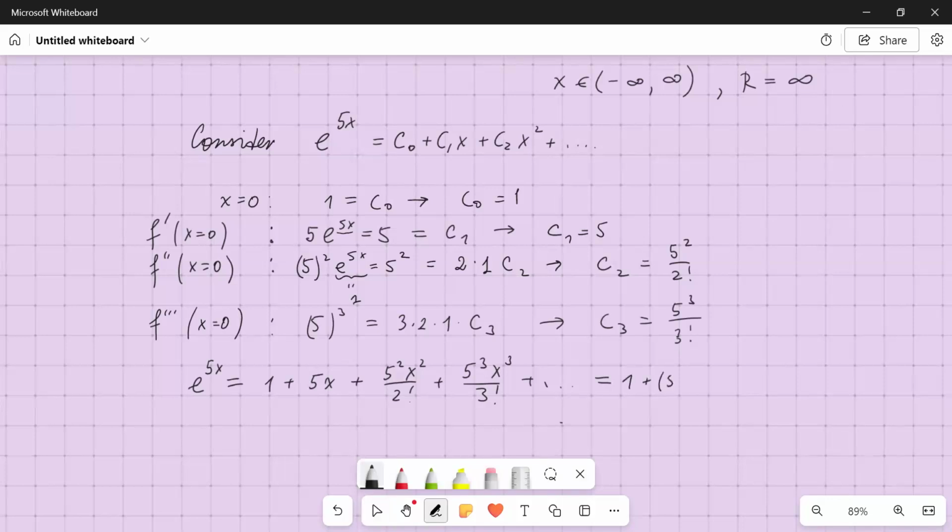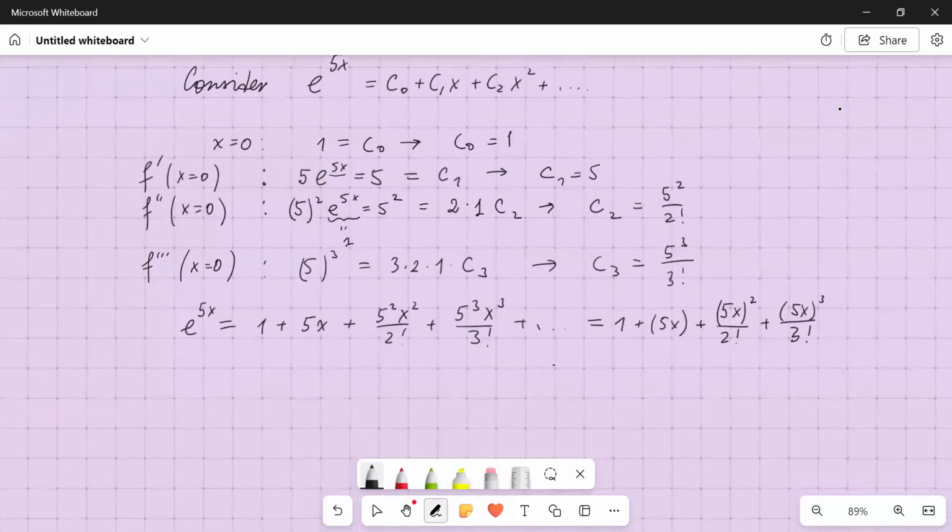That's 1. I'm going to write down 5x in parentheses. Then 5x squared over 2 factorial. 5x cubed over 3 factorial. If you compare it with the general exponential function, e to the power of x, which is 1 plus x plus x squared over 2 factorial plus x cubed over 3 factorial, you're going to see that what we did actually, we just did substitution of 5x instead of x in the power. So that's going to be how it works.